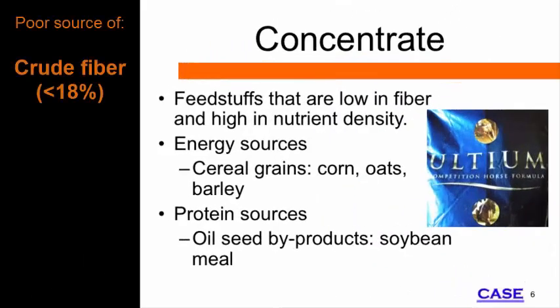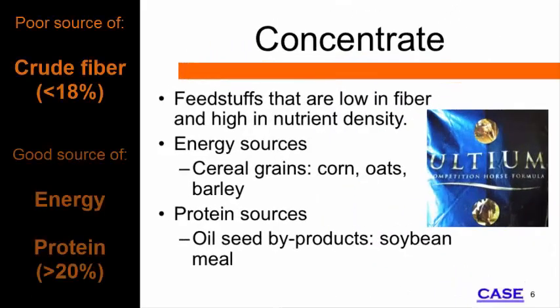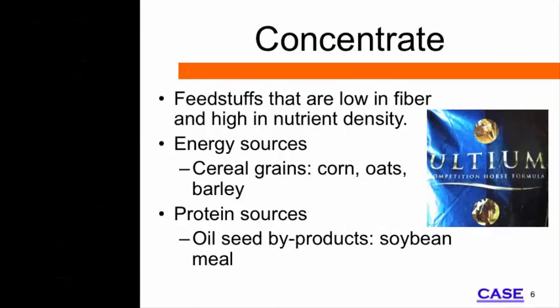Concentrates have less than 18% fiber. Instead, they have high levels of energy and/or protein. Energy sources of concentrates are the cereal grains. Corn is the most common grain in livestock feeds. It is high in energy and palatable.